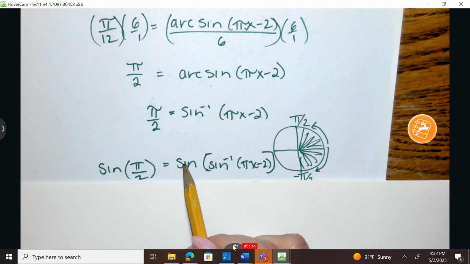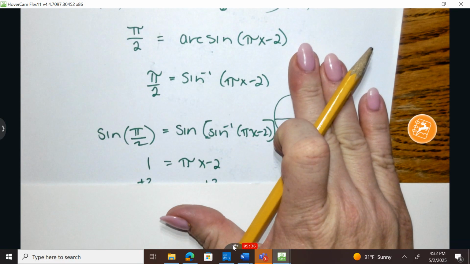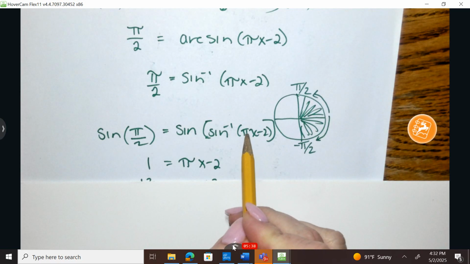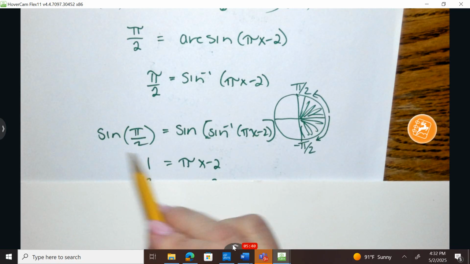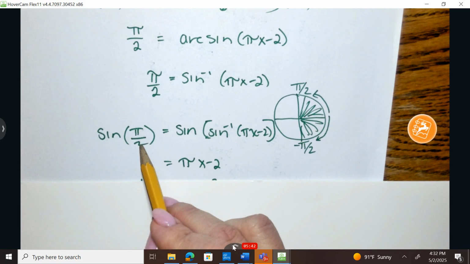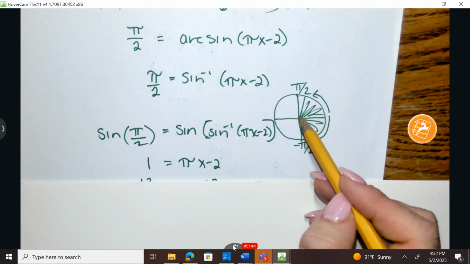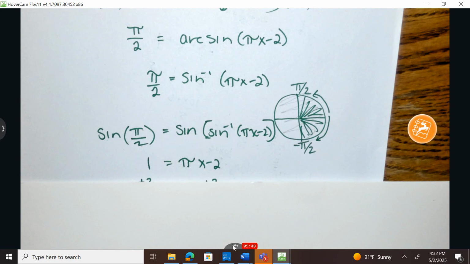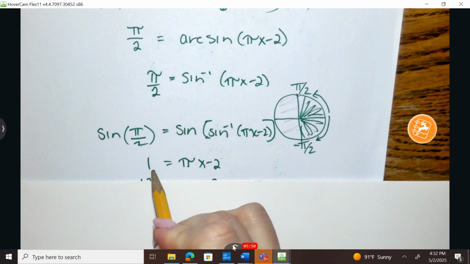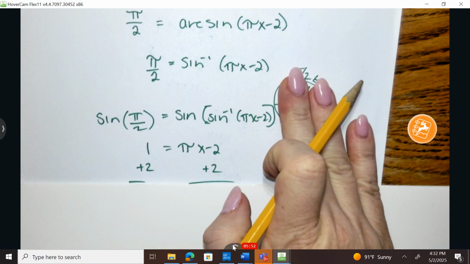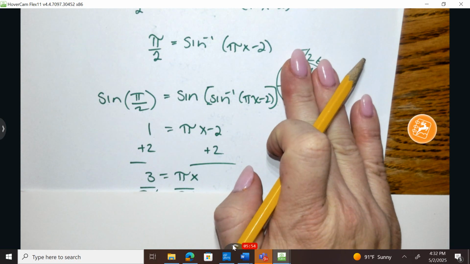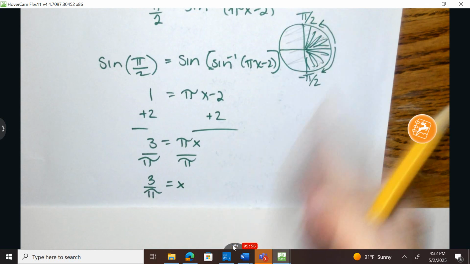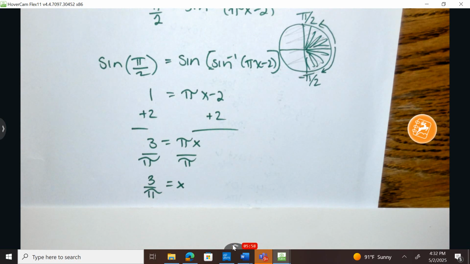On the right-hand side, the sine and inverse sine will be eliminated, and I'm left with the quantity pi x minus 2. And then I have to ask myself, what is the sine of pi divided by 2? Well, at pi divided by 2, I have an answer of 1. I'm going to add 2 to the opposite side, and then divide by pi, and I get an answer of x equals 3 over pi.